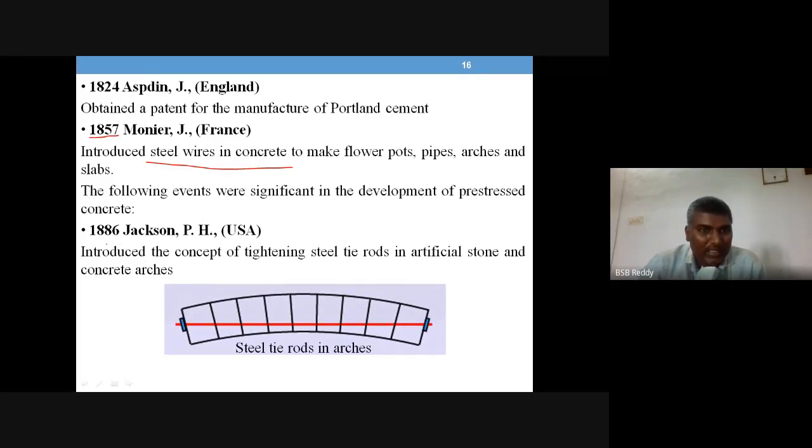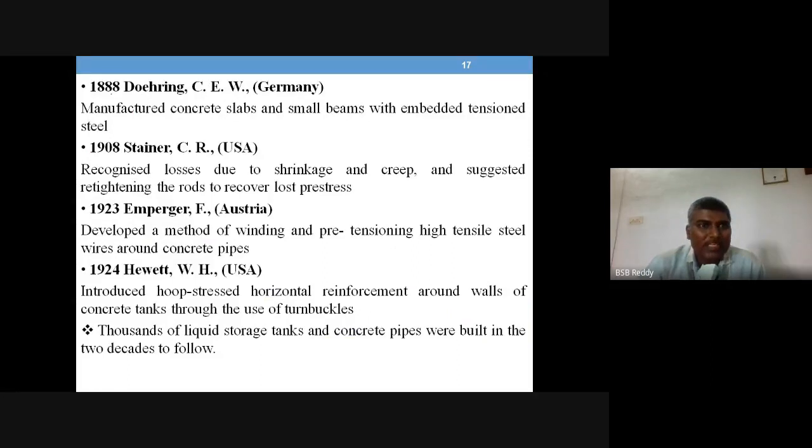Next, 1886, Jackson from USA introduced the concept of tightening steel tie rods in artificial stone and concrete arches. This diagram depicts the same. So artificial stone and concrete arches are being tightened with a steel tie rod. Okay, so that is also a type of pre-stressing. Then in 1888, Doring from Germany manufactured concrete slabs and small beams with tension steel.